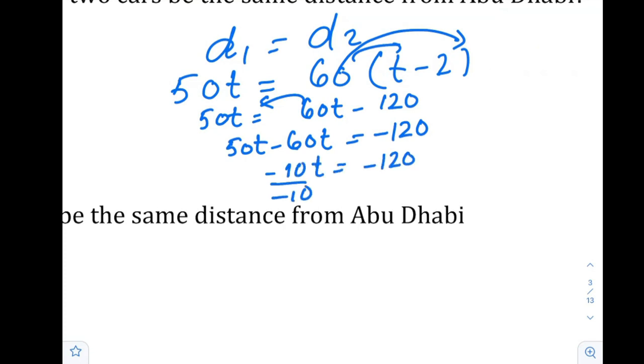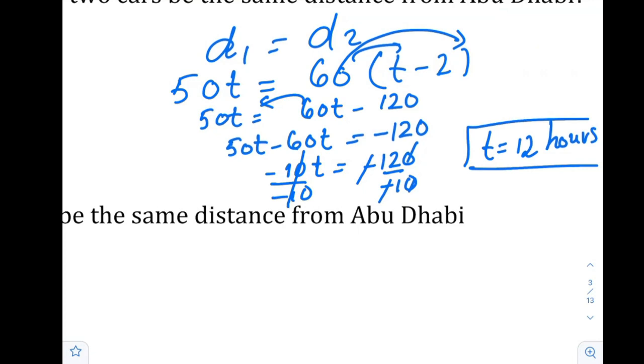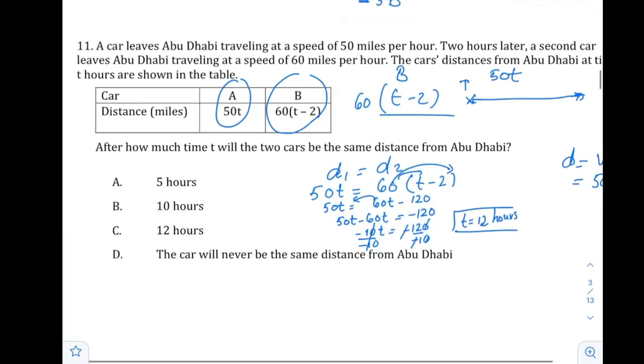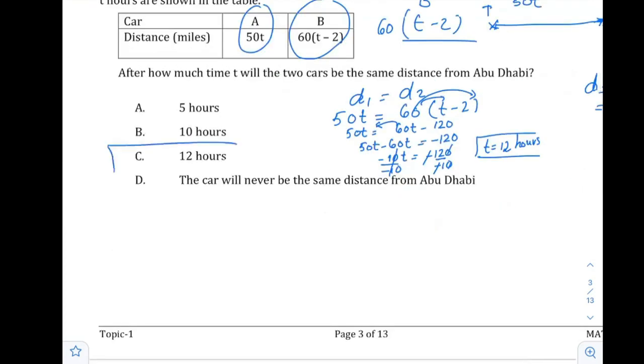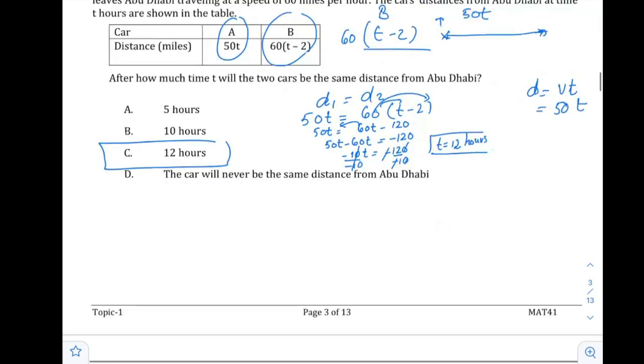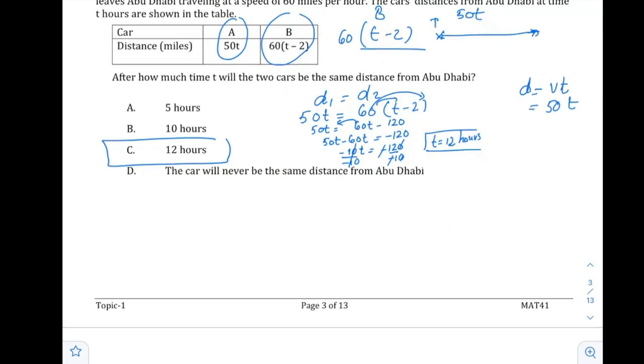Divide both sides by negative 10. And zeros go. And this means that t is 12 hours. So after 12 hours, the cars will meet. And this is choice C. Brilliant.